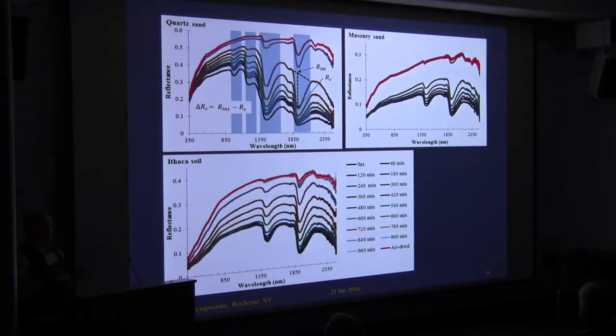Primarily, it's the particle size distribution. It's the pore spacing that's different. It's changing the way the water is held in the soil. And that's changing the reflectance properties.